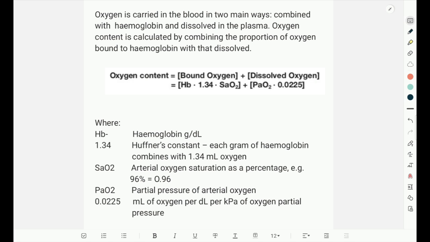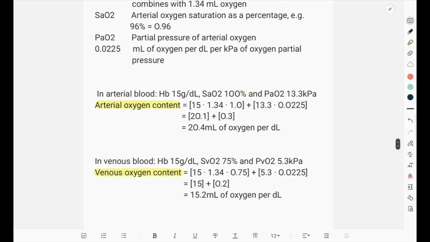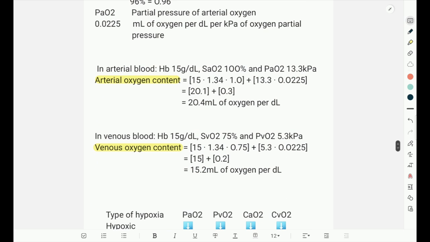plus PaO2 into 0.0225, where Hb is the hemoglobin concentration, 1.34 is the Hüfner's constant and tells how much oxygen is bound by 1 gram of hemoglobin. SaO2 is saturation of oxygen, which in arterial blood is 96%. PaO2 is partial pressure of oxygen, and 0.0225 is the amount of oxygen dissolved in 100 ml of blood per kilopascal partial pressure of oxygen. So when we use this formula to calculate the arterial oxygen content and venous oxygen content, it comes out to be approximately 20 ml and 15 ml respectively.